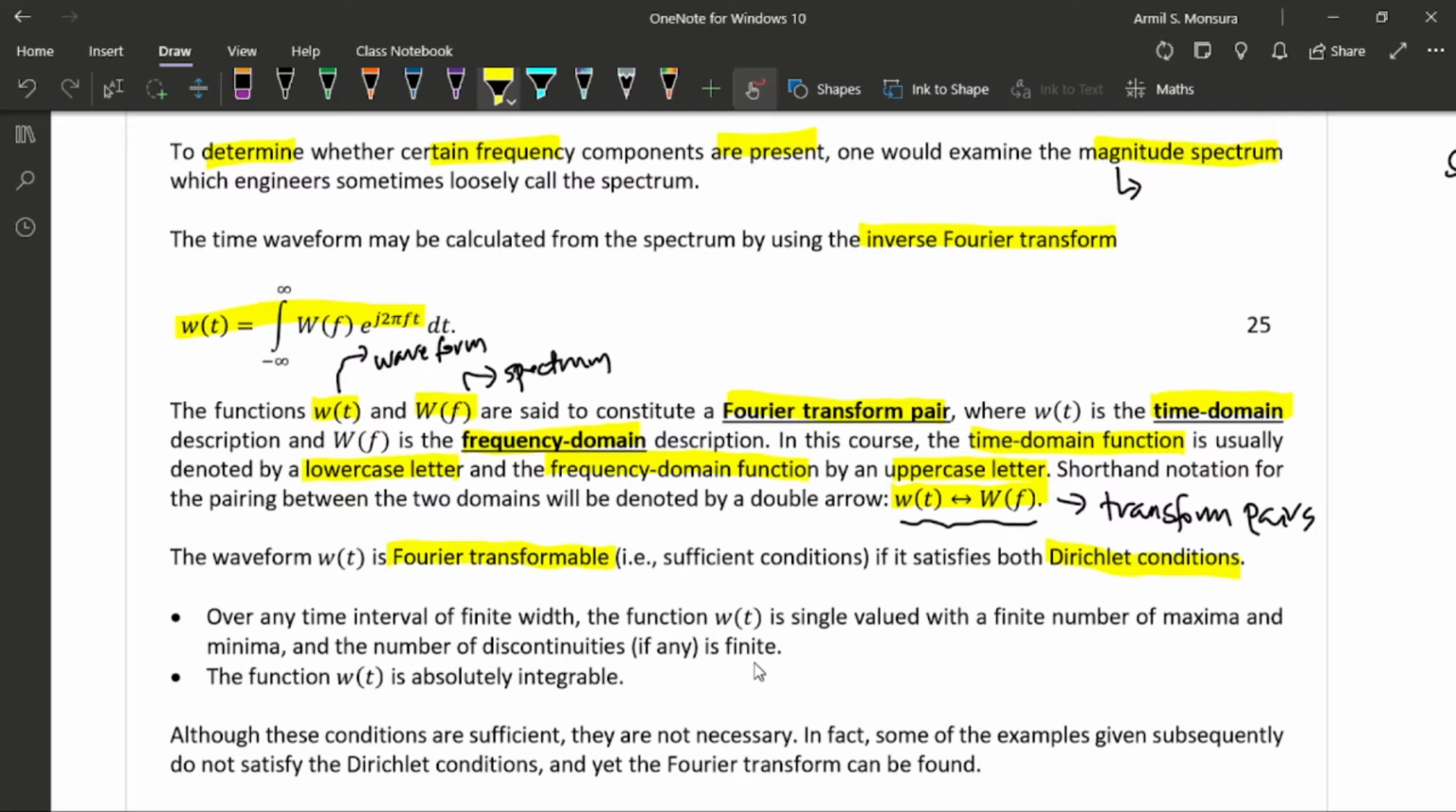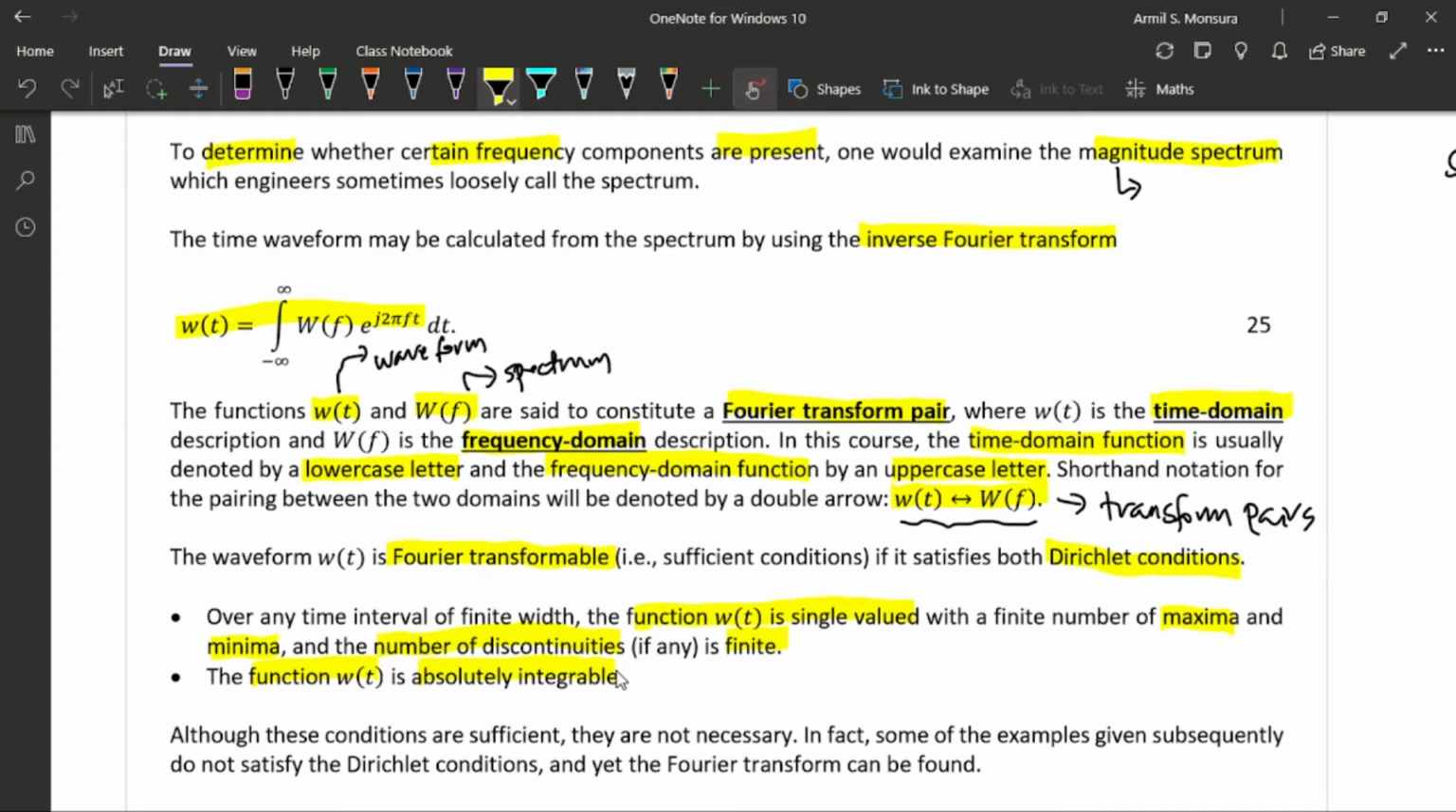Okay. So which means that it's a function, number one. The function is single valued. We can count the number of maxima and minima, which means that within a certain interval, your function can go as high as possible and as low as possible in a finite number of times, and can have as many discontinuities as possible, but of finite number. So that's one condition.